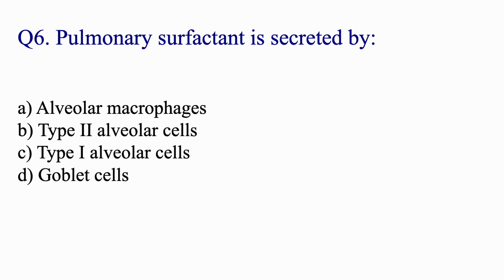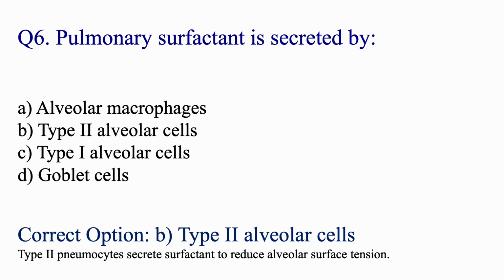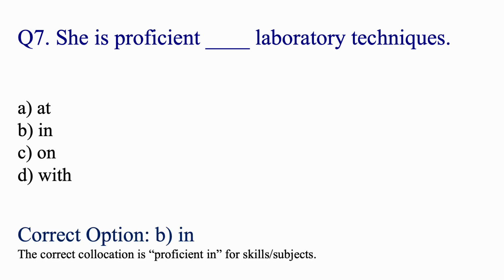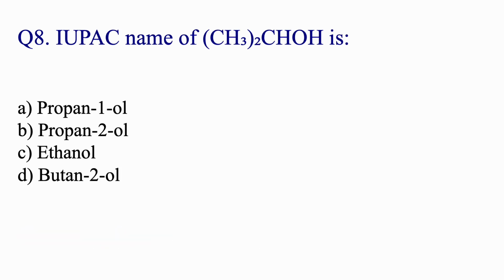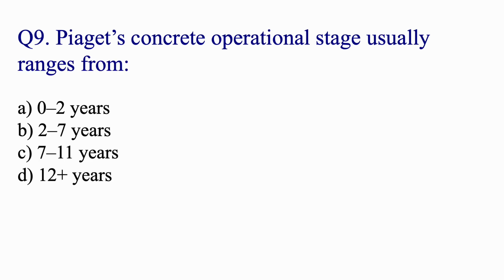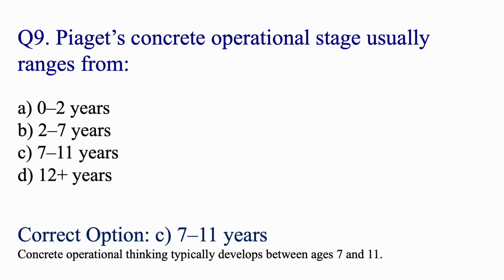Pulmonary surfactant is secreted by type 2 alveolar cells. She is proficient in laboratory techniques. IUPAC name of CH3CHOHCH3 is propan-2-ol. Piaget's concrete operational stage usually ranges from 7 to 11 years.